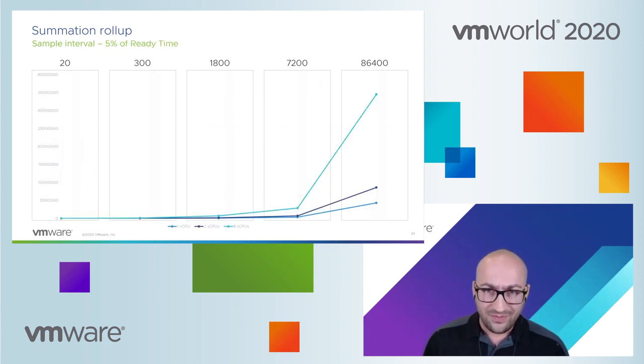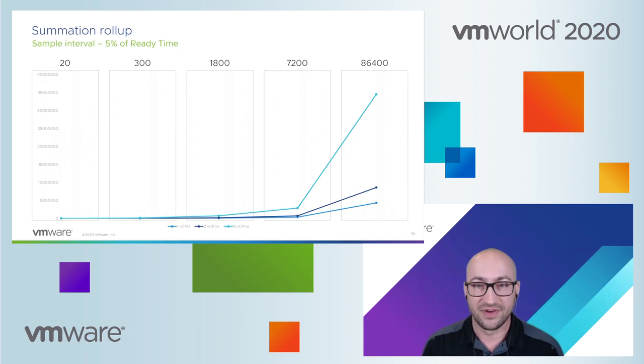So if we graph this out, a single VM that has a constant 5% ready time, look at that axis. That is getting very big, very, very quickly, right? And you see we have 1 vCPU, 2 vCPUs, and 8 vCPUs. We didn't even talk about multiple vCPUs yet, but you can clearly see that multiple vCPUs multiply the ready time if the VM itself has a constant 5%.